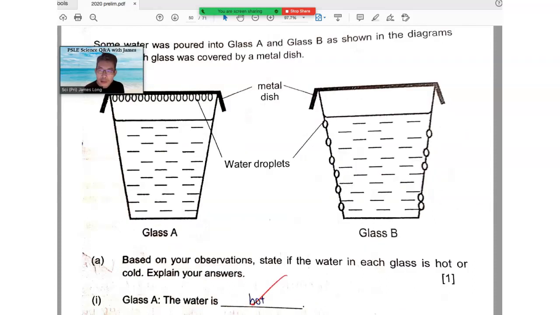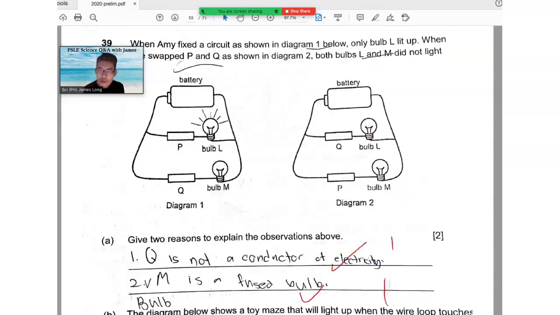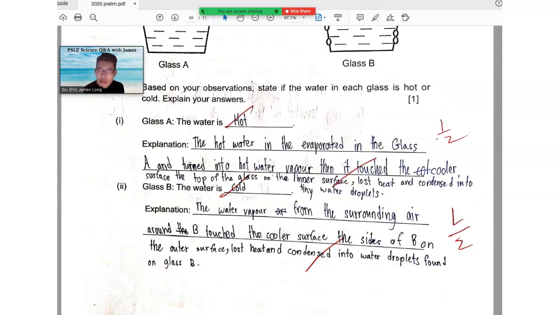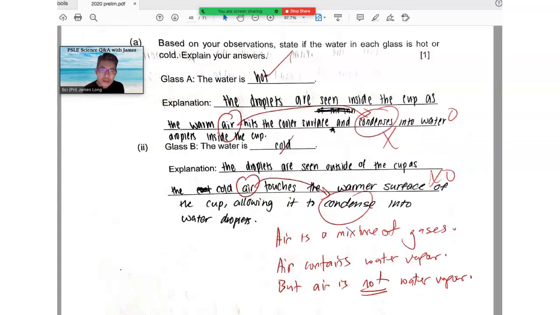So let's take a look at some of the common errors. So the first common error is that you forget to write down lose heat. Now, the second common error I saw was this: air condenses. Air cannot condense. Air has many gases here, right? Oxygen cannot condense into water droplets. Carbon dioxide doesn't condense into water droplets. So when you say air condenses, straight away it is wrong.